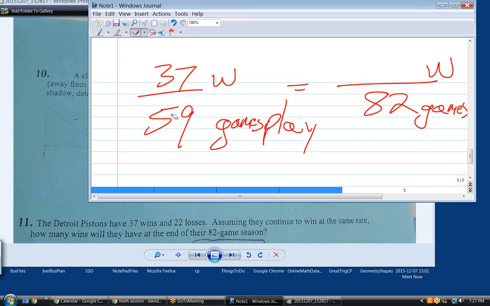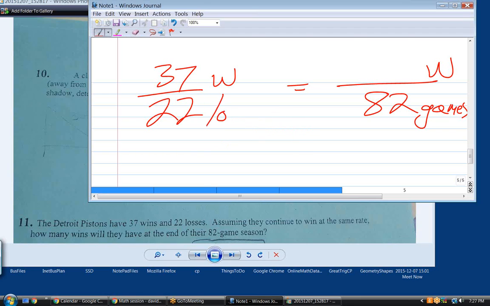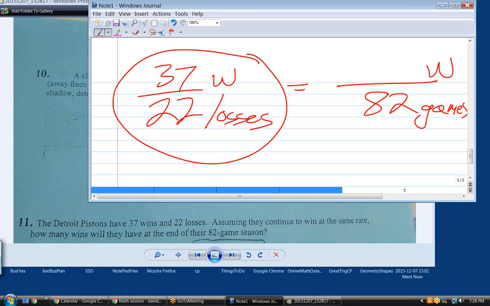If I were to put 37 to 22, now I'm putting wins versus losses, which is a fine ratio, but it doesn't help me any when they tell me I'm going to play 82 games. In other words, I need to figure out how many games we've played. Okay.